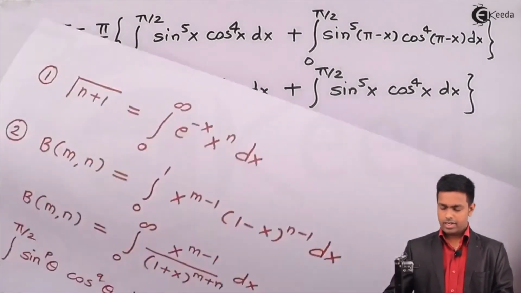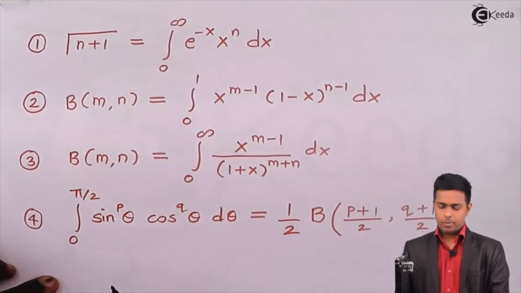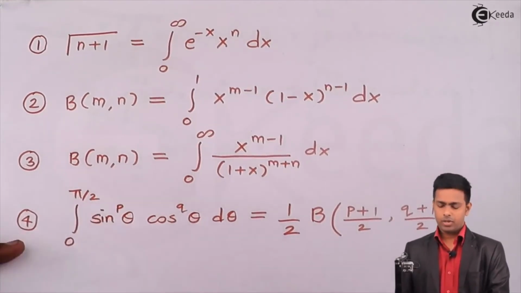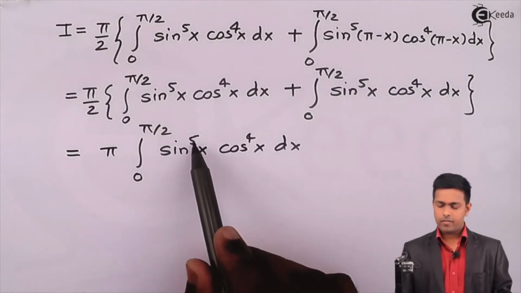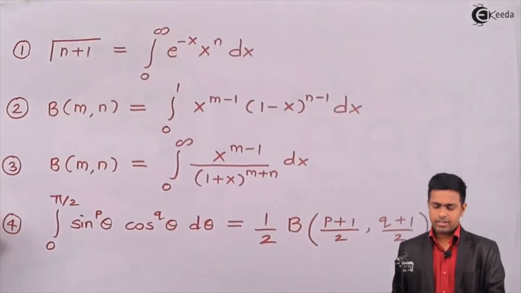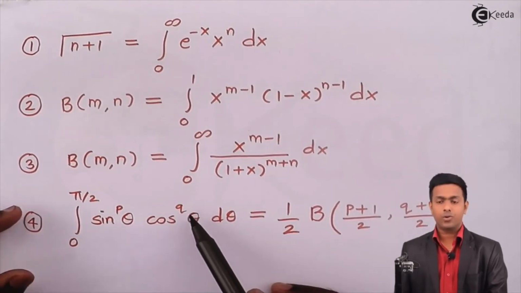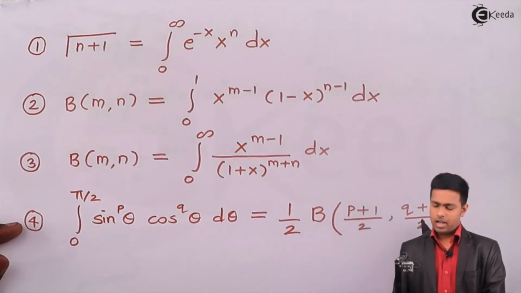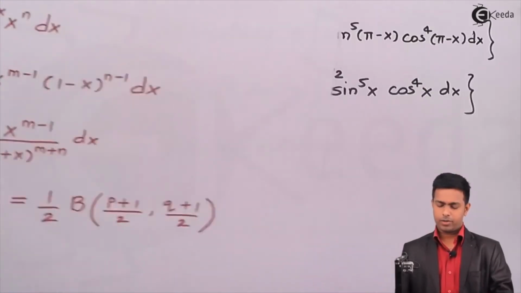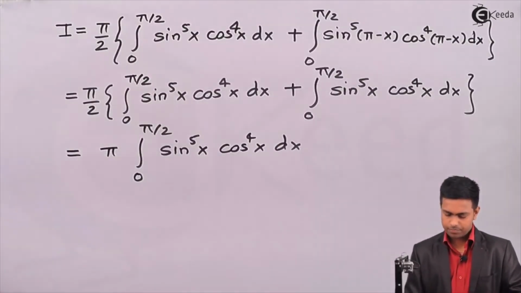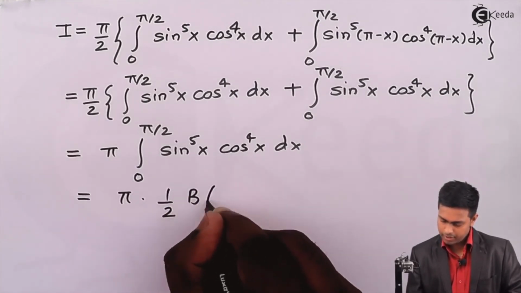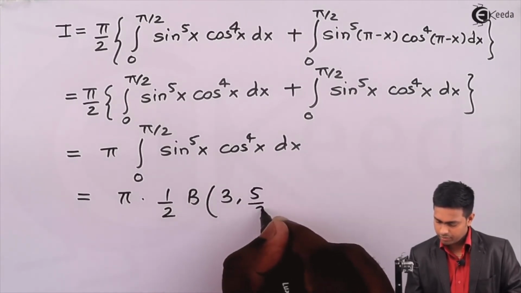So let's come to the definition. The power of sine is p, and for cos it is q, and integration from 0 to pi by 2. In our case it is 5 and 4. So I'll consider p as 5 and q as 4. So this will be 5 plus 1 upon 2, that is 6 by 2, which is 3, and 4 plus 1 upon 2, that is 5 by 2. So here 3 comma 5 by 2. So I'll say it is equal to pi into 1 by 2 beta 3 comma 5 by 2.